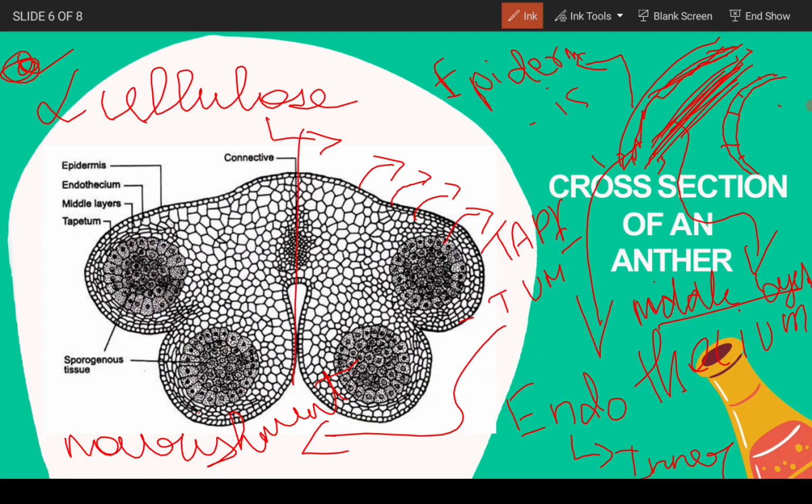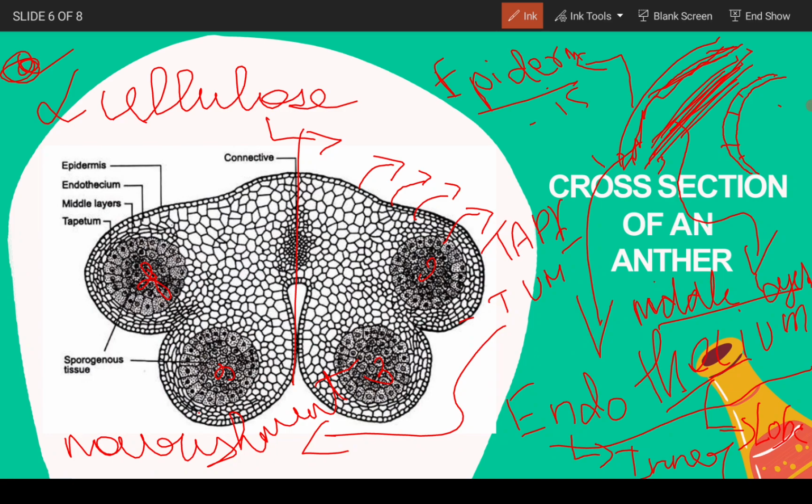Two lobes, dithecous, bilobed, four sporangia. Sporangia is the plural. This gives it the name tetrasporangiate. Now we are seeing the anatomy of the layers present. The outermost is epidermis. The second after it is endothecium. Theca: others may be confused about the term theca, but we know that theca represents a lobe. Feeling happy right now, right? We are confident in the word theca that it is a lobe. With me on this?